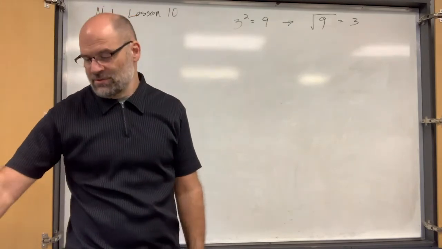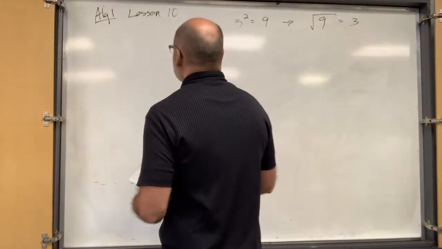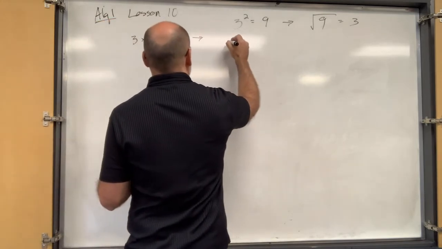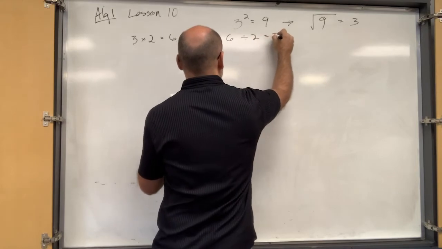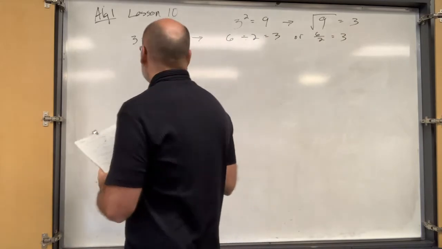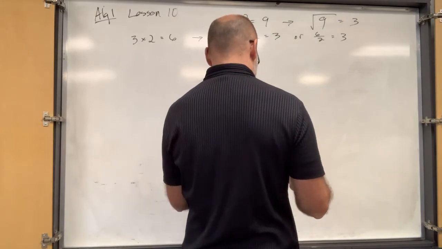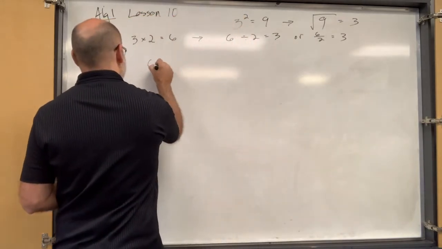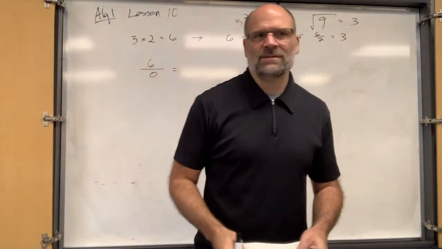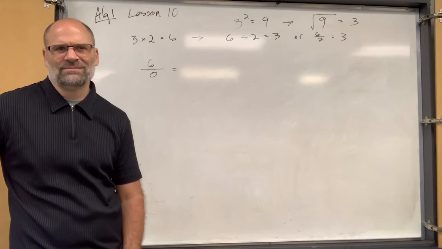Okay. So those are just examples of some inverse operations. Now, we talked about 3 times 2 equals 6. So if I want to go backwards, I go 6 divided by 2 equals 3, or 6 over 2 equals 3. So that's an inverse operation. Now, let's look at this division problem. 6 divided by 0. How many times does 0 go into 6? Or what do you multiply by 0 to get 6?